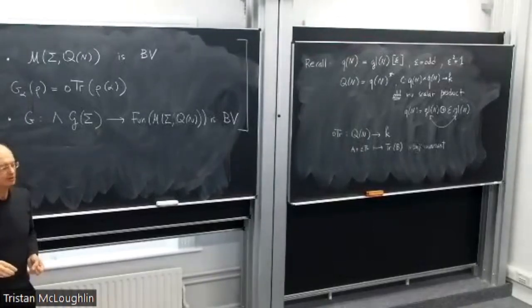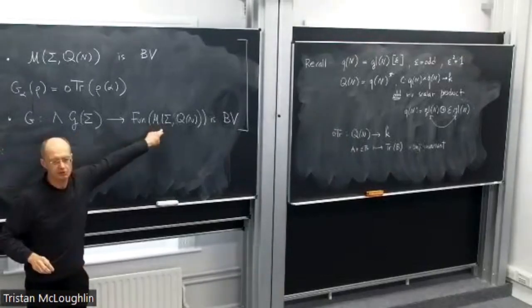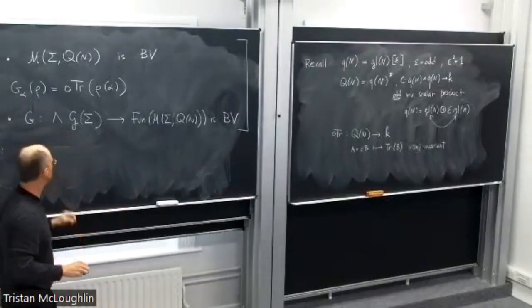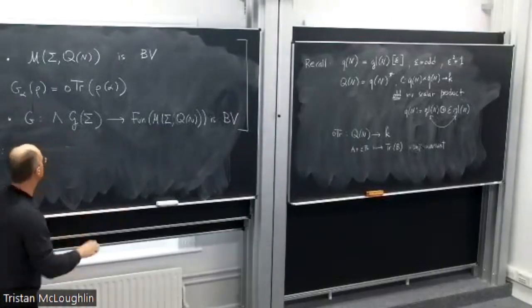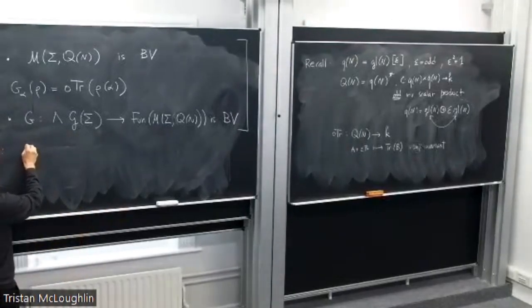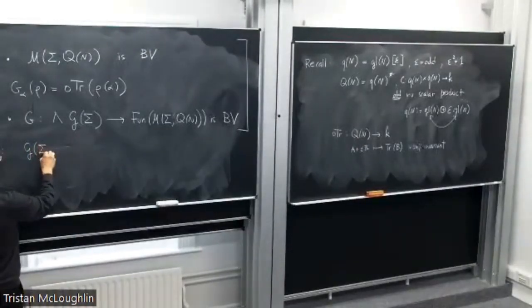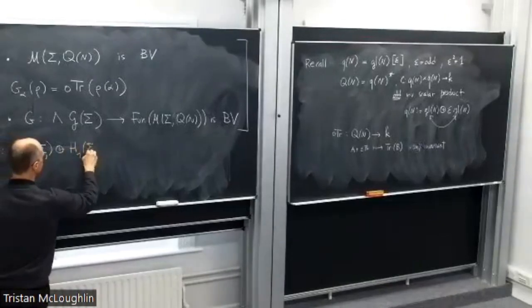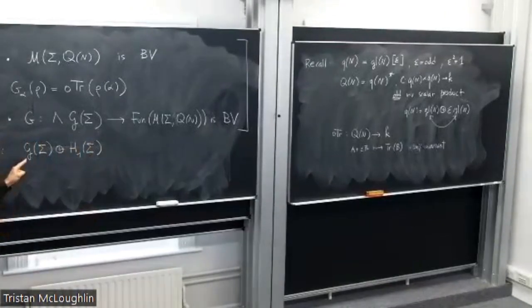So we actually know that this map is not surjective. But we have a conjecture on how to improve that. In fact, one can extend the structure with a direct sum of G of sigma and the first homology. G of sigma is some awful infinite dimensional object. The first homology is, of course, a very nice object.